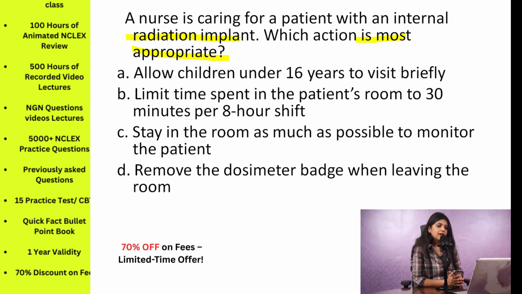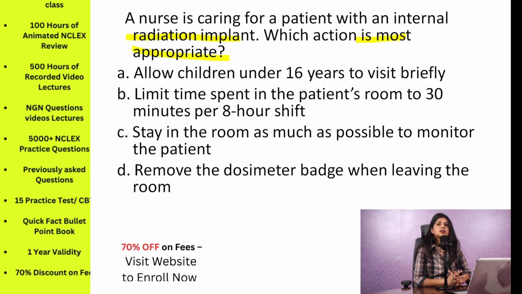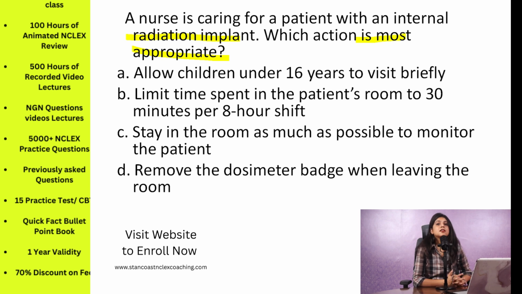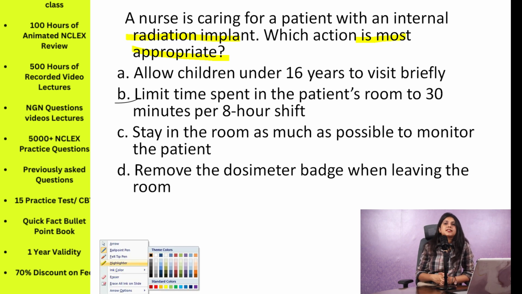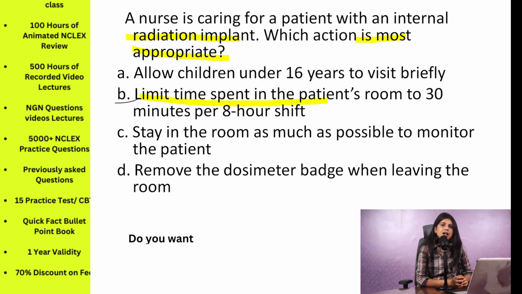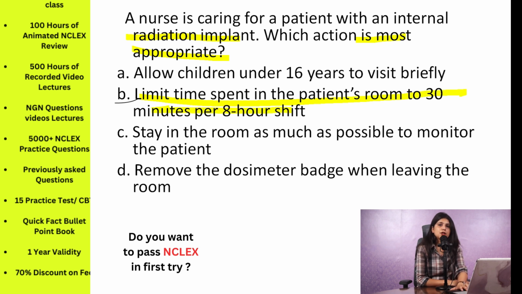Answer: B. Rationale. Exposure to radiation must be minimized. The nurse should limit exposure to 30 minutes per shift, wear a dosimeter badge, and prevent children and pregnant women from visiting. Here comes another high-yield NCLEX-style question.